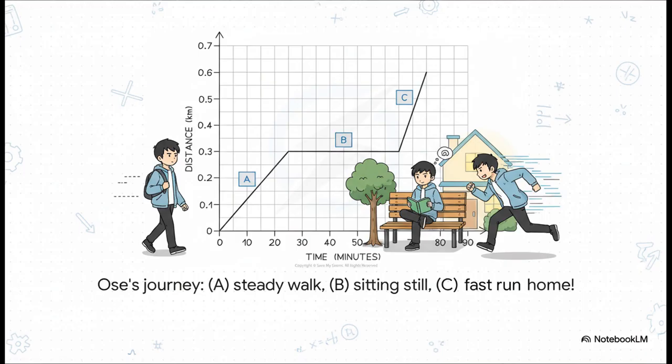In section A, Osei is just walking at a steady speed. See? The line is straight. In section B, the line is totally flat. He's not moving at all. He's probably sitting on a bench reading a book. But in section C, whoa, the line is much steeper than it was in A. He's running home now, covering a lot more distance in the same amount of time. See? It's just a story.